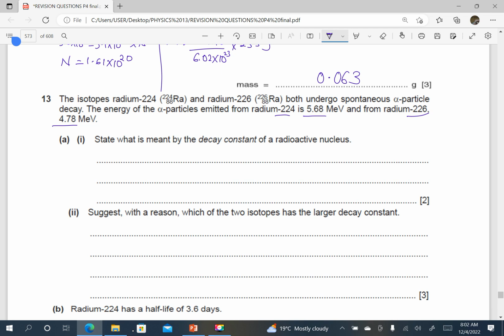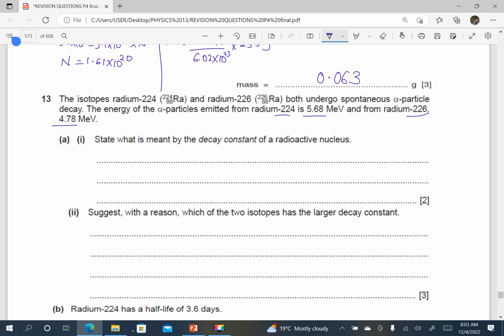What does that imply? The one which emits a particle with more energy, it means it was more or less unstable. That's why it emitted a particle which has more energy. There was a high chance of it to undergo disintegration than the one which emits a particle of less energy.